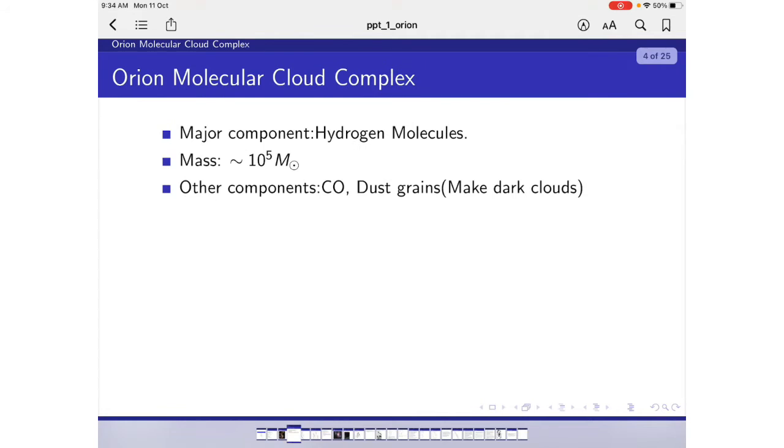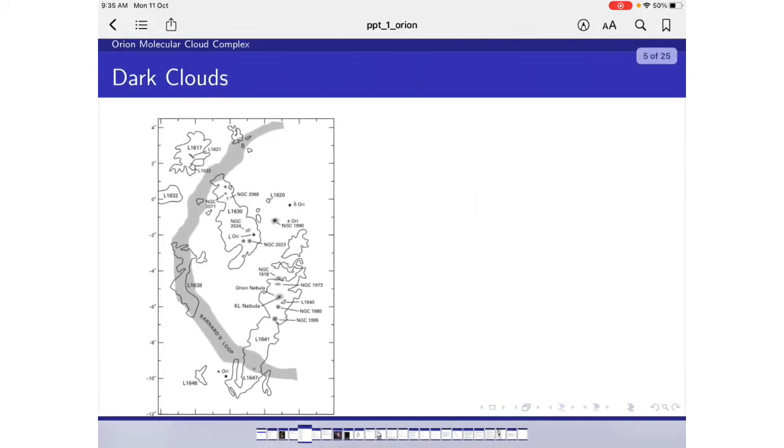So the major component of this Orion molecular cloud complex is hydrogen molecules, and its mass is around 10^5 solar masses, and the other components are carbon monoxide, ammonia, dust grains. These dust grains make dark clouds. Dark clouds means we cannot see visible light from them, so that's why they are called dark clouds. So this is the map of this Orion cloud complex. We can see dark clouds in this map.